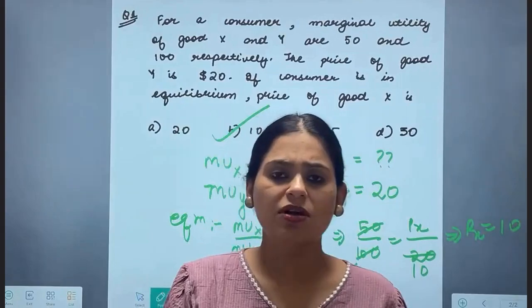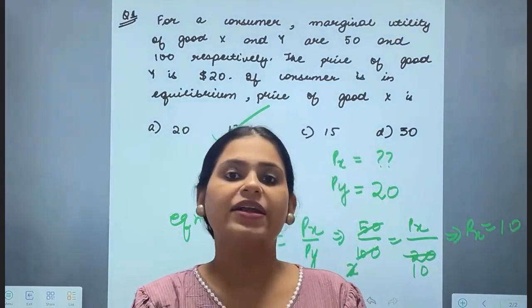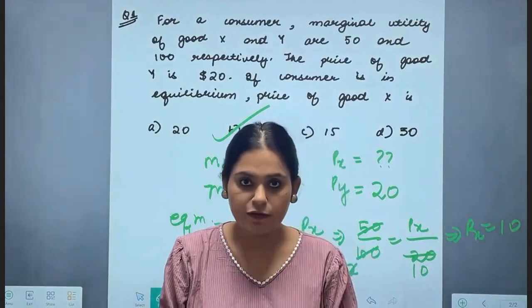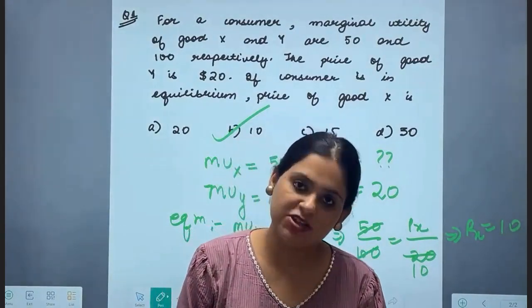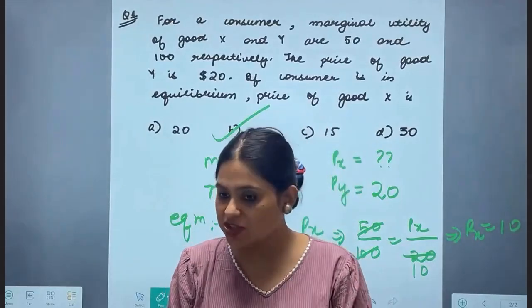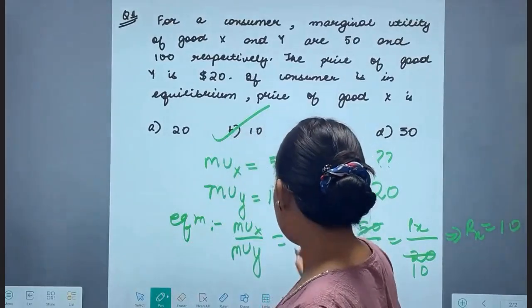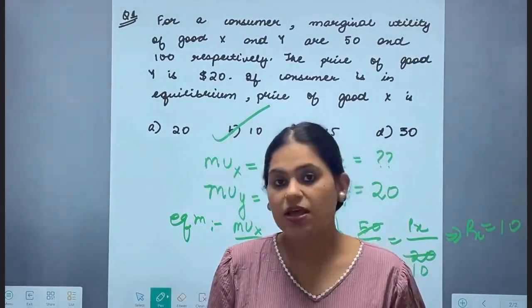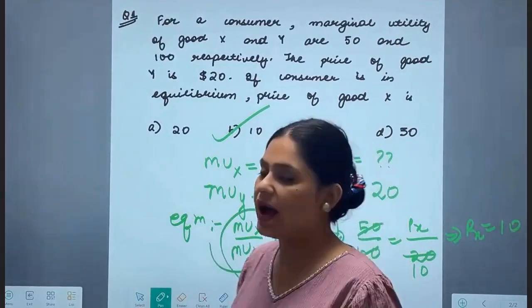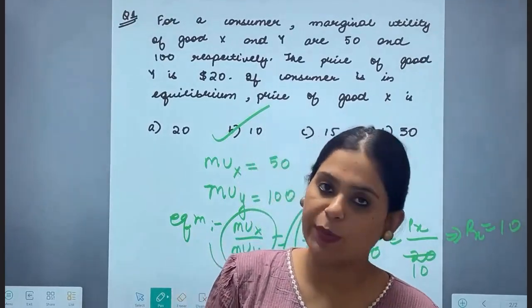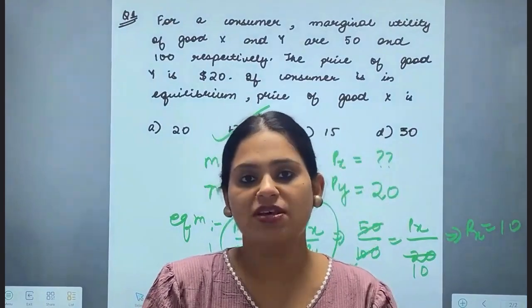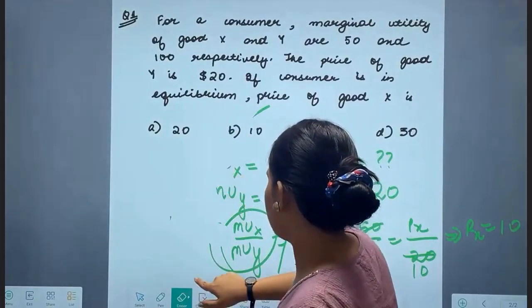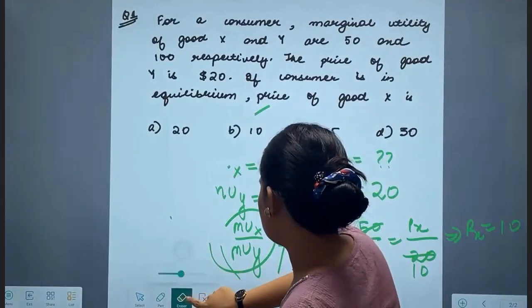Very simple. You're just using the condition that at equilibrium, the slope of the indifference curve is equal to the slope of the budget line. The slope of the budget line is Px by Py. The slope of the indifference curve, also called MRS, is MUX by MUY. You go ahead, you equate the two, you get the value of Px. Okay, beta, this was an easy one. Let's go to the difficult one now. Let's go to the next question.